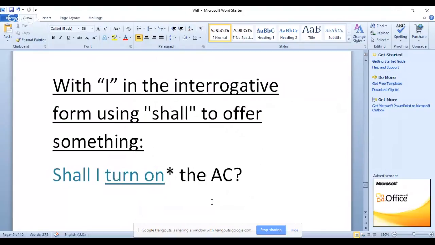So, good. Shall I turn on the AC? Shall I turn on the air conditioner? They're saying should I or do you want me to? But it's a lot easier to say shall in this case, right? Okay. And our little turn on here has an asterisk. So let's go down.